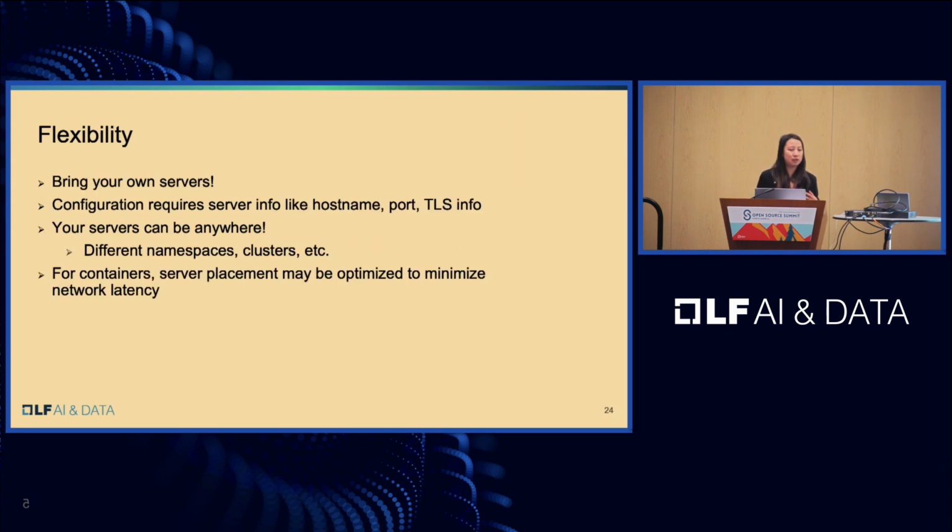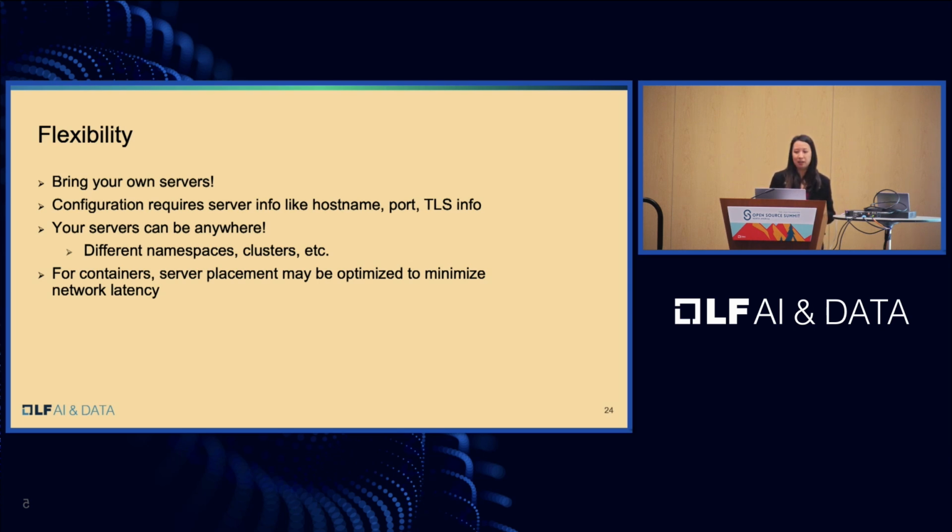Lastly, we wanted to make sure there was a lot of configuration flexibility, since the orchestrator talks to potentially many different servers if you want to incorporate many different detectors in your ecosystem. So we basically want to allow people to bring their own servers and make it as easy as possible. So really, you just have to tell us how to talk to your particular servers. So include server information in the configuration, whether it's host name, port, TLS connection information. But then they can be anywhere as long as the orchestrator has access to talk to it, whether it's different namespaces or different clusters. And if in a container format on the cloud, you can optimize where you place your servers to minimize the network latency.